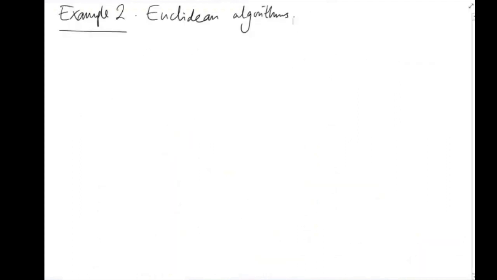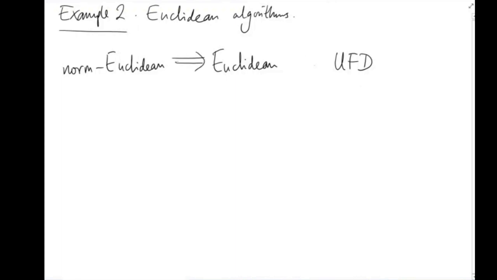Example 2. Euclidean algorithms. So far we've been using the existence of a Euclidean algorithm, the existence of a Euclidean algorithm with respect to a norm function, and being a unique factorization domain, quite imprecisely and quite interchangeably. But they're actually different things. In general, norm Euclidean implies Euclidean, implies unique factorization domain, but not conversely.